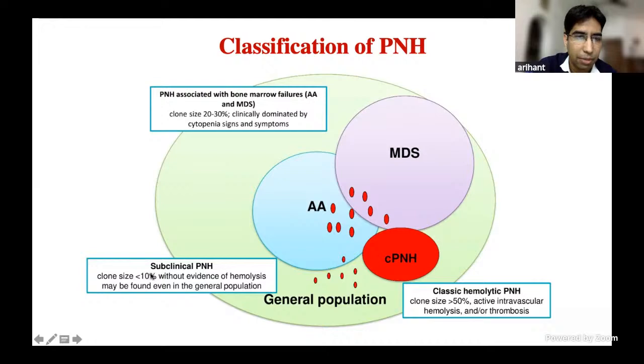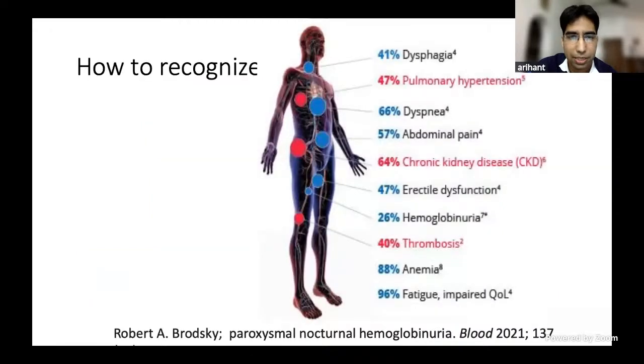And then there can be subclinical PNH, where the clone size is typically less than 10% without any evidence of hemolysis. However, we all understand that these are overlapping entities, and patients can evolve from one entity to another during their course of treatment. And this is what our experience is, which I would talk about in a few minutes. So how do we recognize PNH?